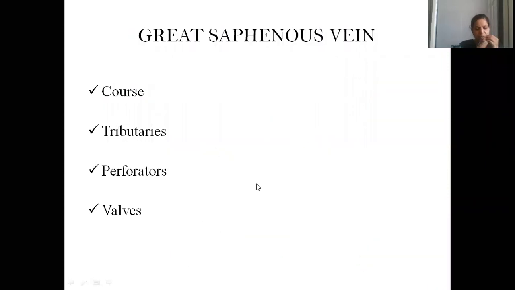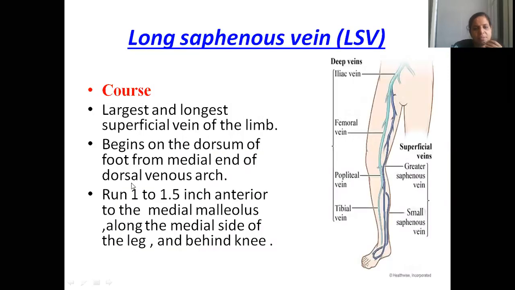Actually, the great saphenous vein itself can be a 5 marks question. So we should know its course, tributaries, perforators and valves. Most of the points about the course we have already discussed. It is the largest and longest superficial vein of the lower limb. It begins on the dorsum of the foot at the medial end of the dorsal venous arch. It runs 1 to 1.5 centimeters anterior to the medial malleolus, that is the lower end of the tibia, along the medial side of the leg and behind the knee. The dark blue one is the great saphenous vein.